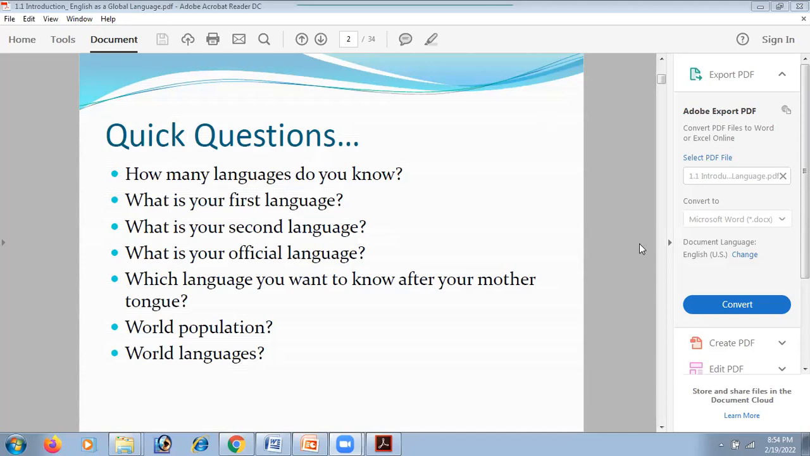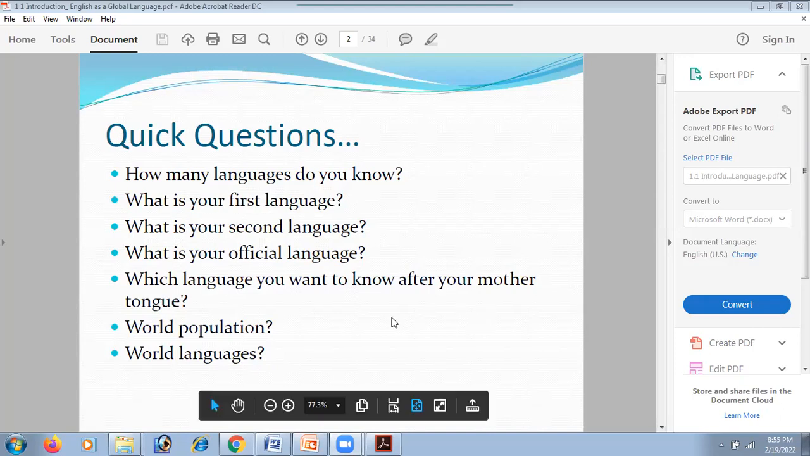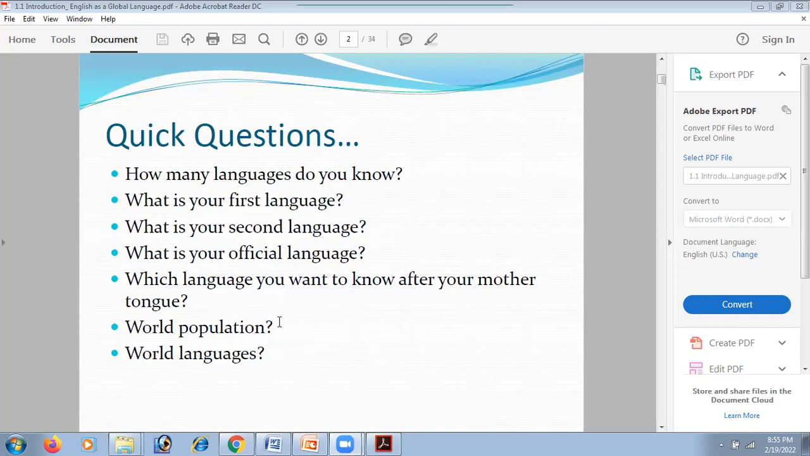So, and I also added that at present 60% of the world population are multilingual persons, and this multilingual person, we know that they are the person who knows more than two languages. And let me now have your attention to the last two questions. That means what is the world population and how many languages are there in this world.